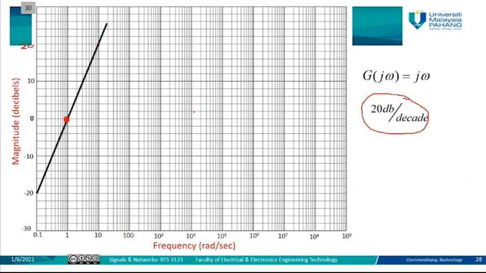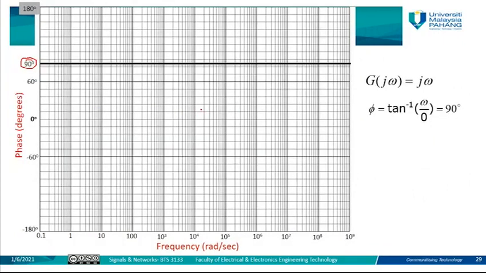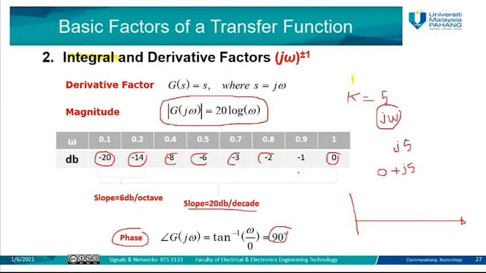Any question about this part? Yes. Can you explain how the slope forms again? Halfway, how the slope forms? The table one, the omega and dB. Negative 20 to 0. This one. Okay, I mean this one.